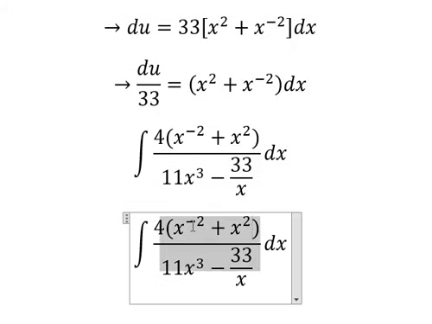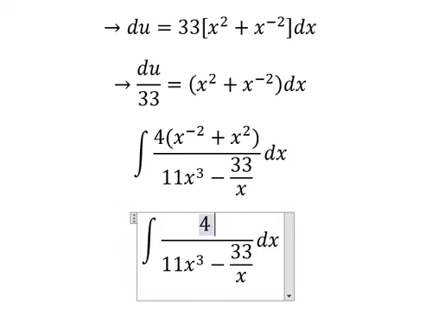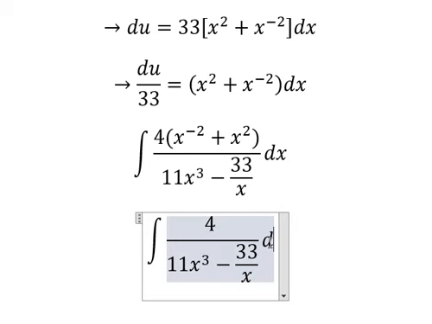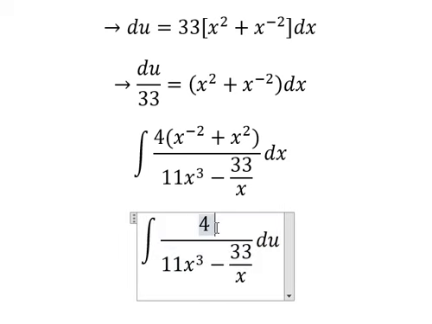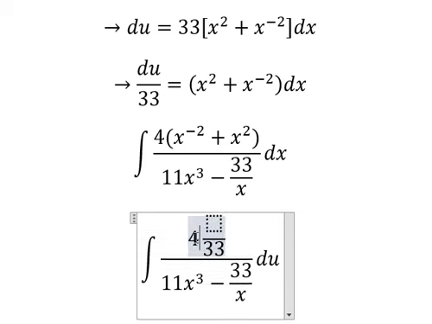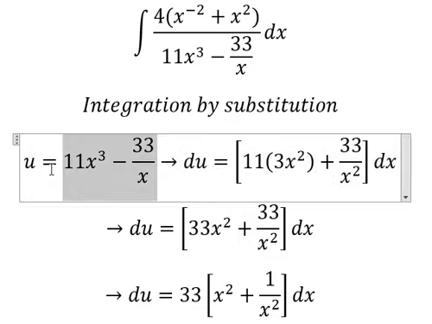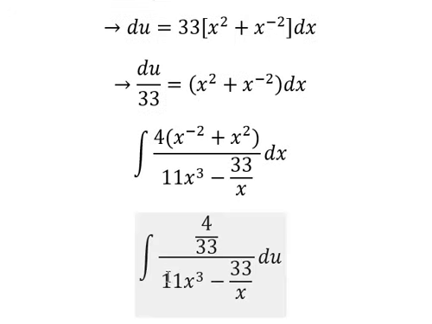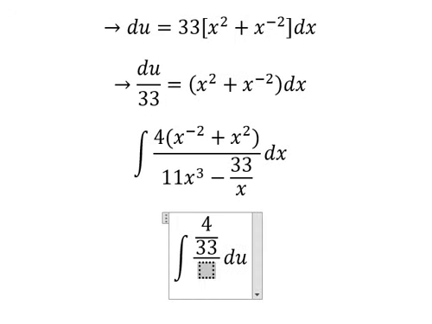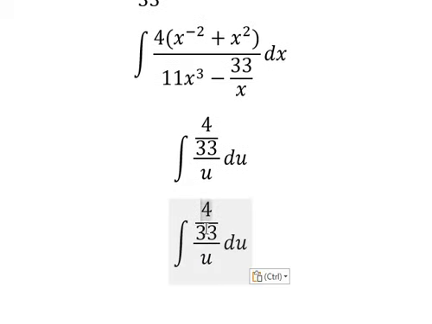So this one, we have du over 33. So I will put this one in here. This one, we change by u. And now I will put this one in here.